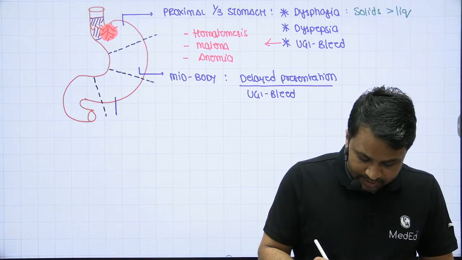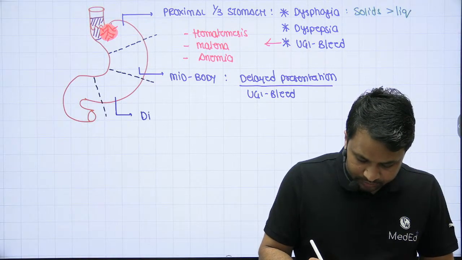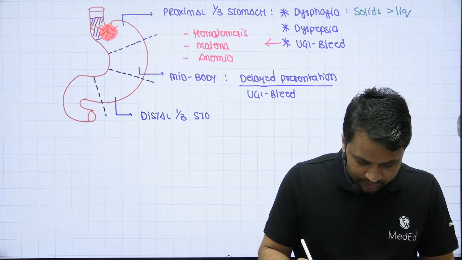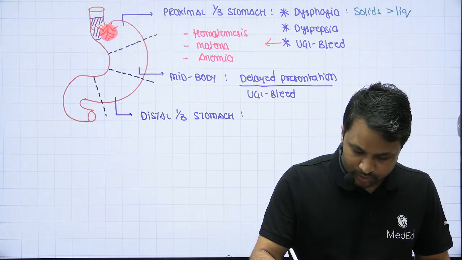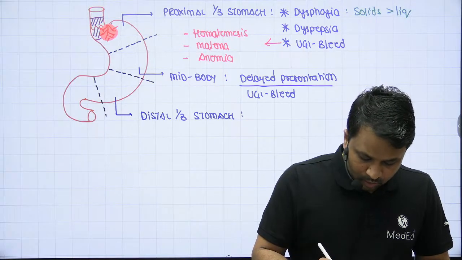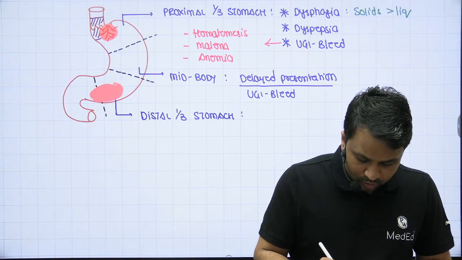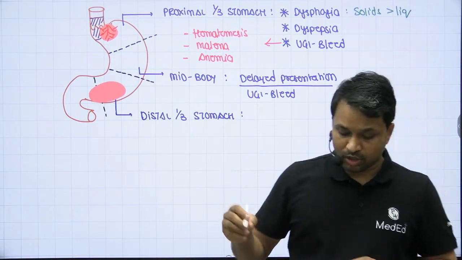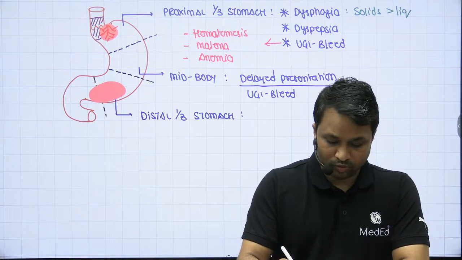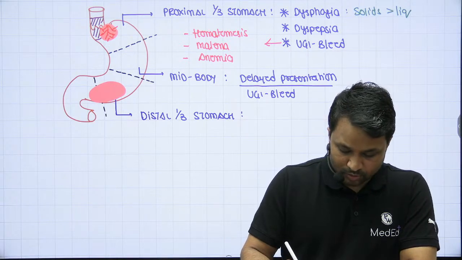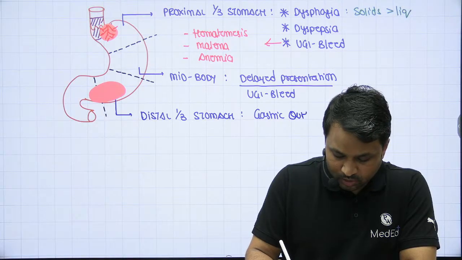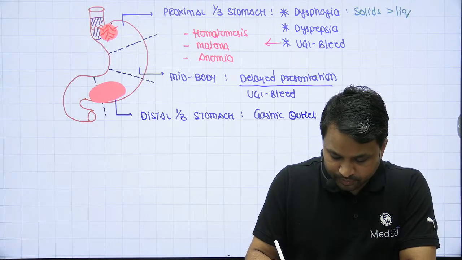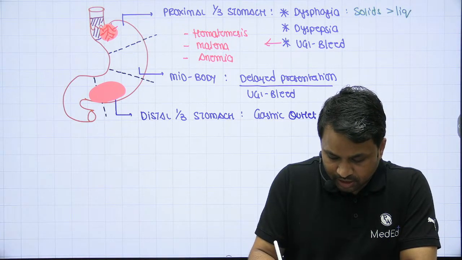Then there is the distal 1/3 of the stomach. Imagine a tumor is developing at the distal one third. It is occupying that lumen, so it will not allow the content to move out. As it is not allowing the content to move out, there will be gastric outlet obstruction. So here the features would be of gastric outlet obstruction.